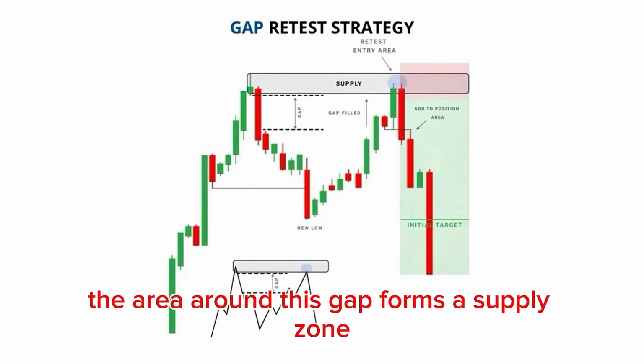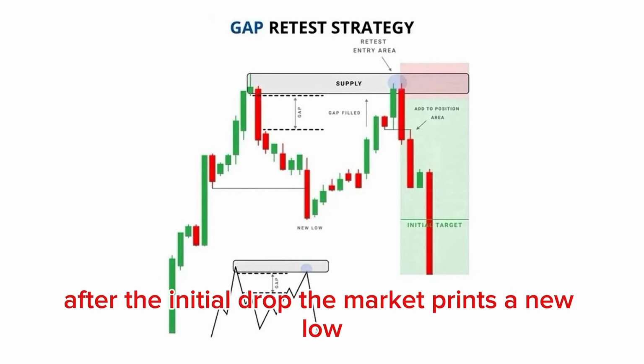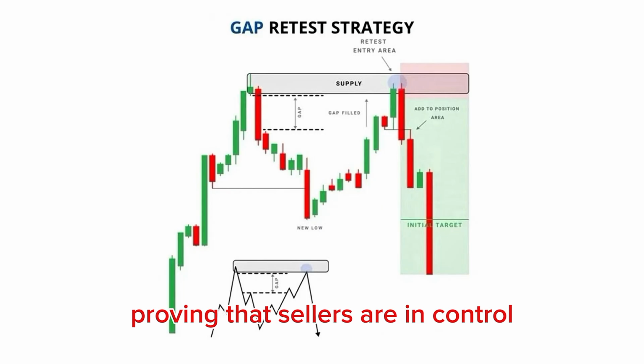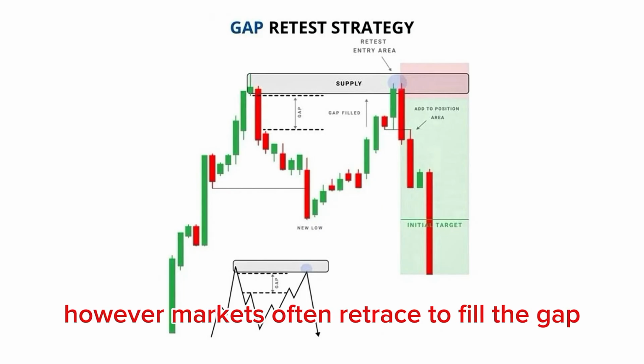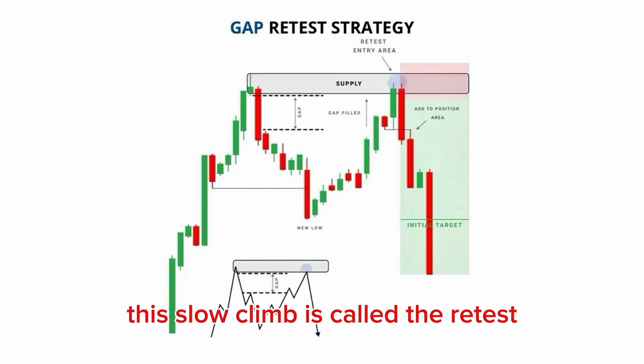The area around this gap forms a supply zone, highlighted by the shaded rectangle at the top of the chart. After the initial drop, the market prints a new low, proving that sellers are in control. However, markets often retrace to fill the gap. Price begins to climb back toward the supply zone. This slow climb is called the retest.